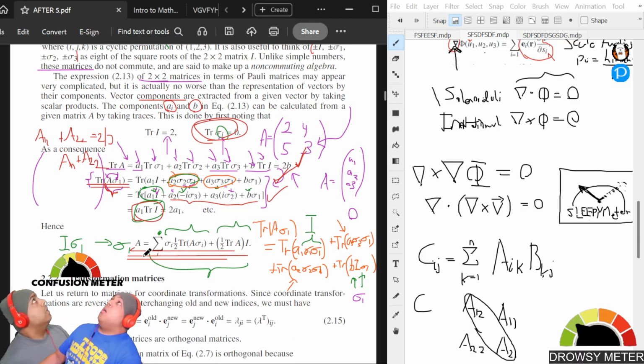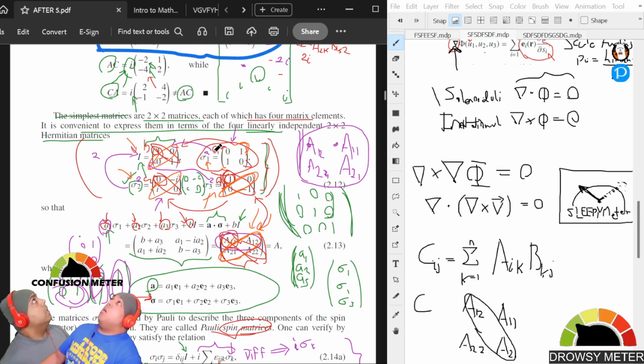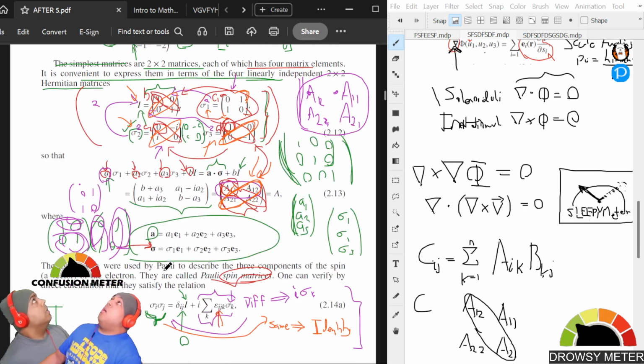So in conclusion, if you're rewriting a 2 by 2 matrix A, you can rewrite it as a multiple of the identity plus multiples of the row matrices, or the spinor matrices. Pauli spin matrices. Okay.